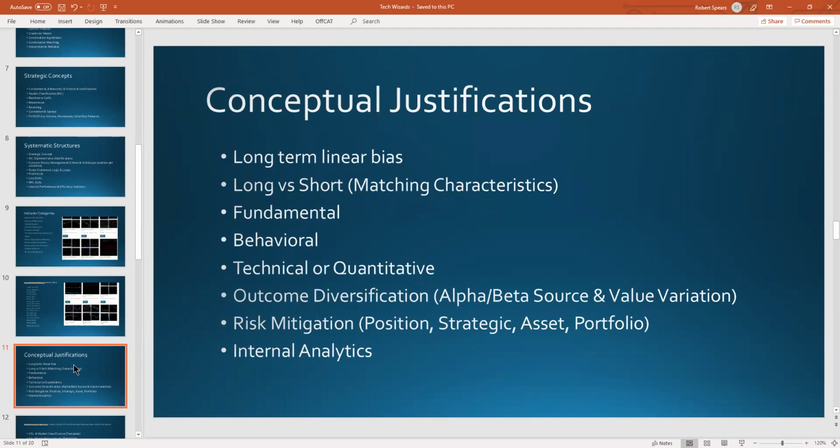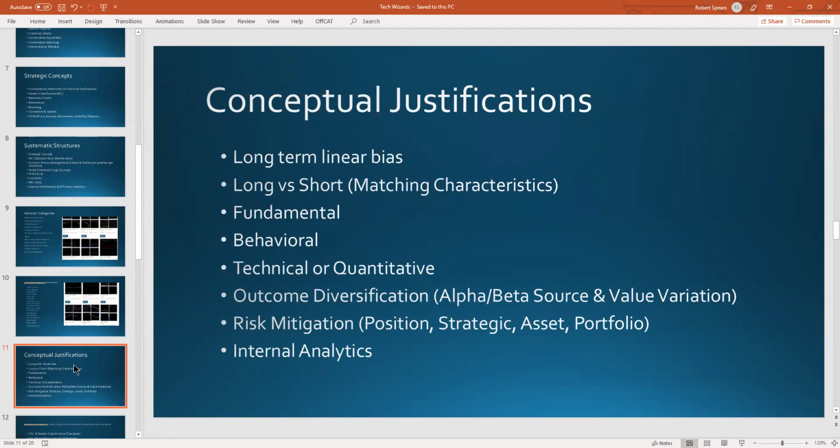And obviously you have technical or quantitative. And the important thing is that these technical and quantitative analytics can be tested. Outcome diversification. We don't want our outcome to be correlated or dependent on a single strategic concept, a single model, whether that's alpha or beta, a single variation of value, right? And so we really want to exploit both random and cyclic variations of value within a single construct.